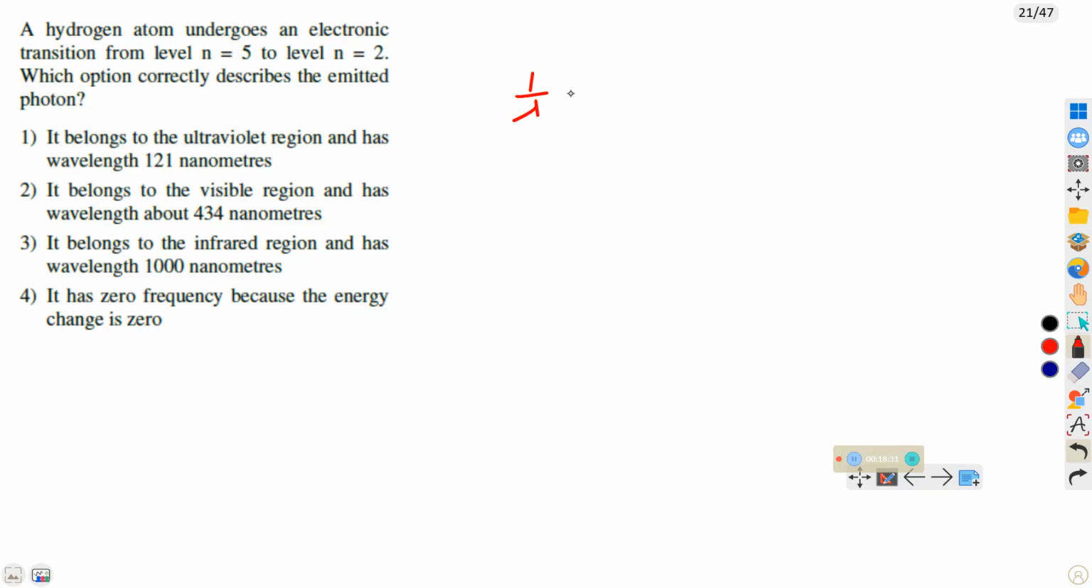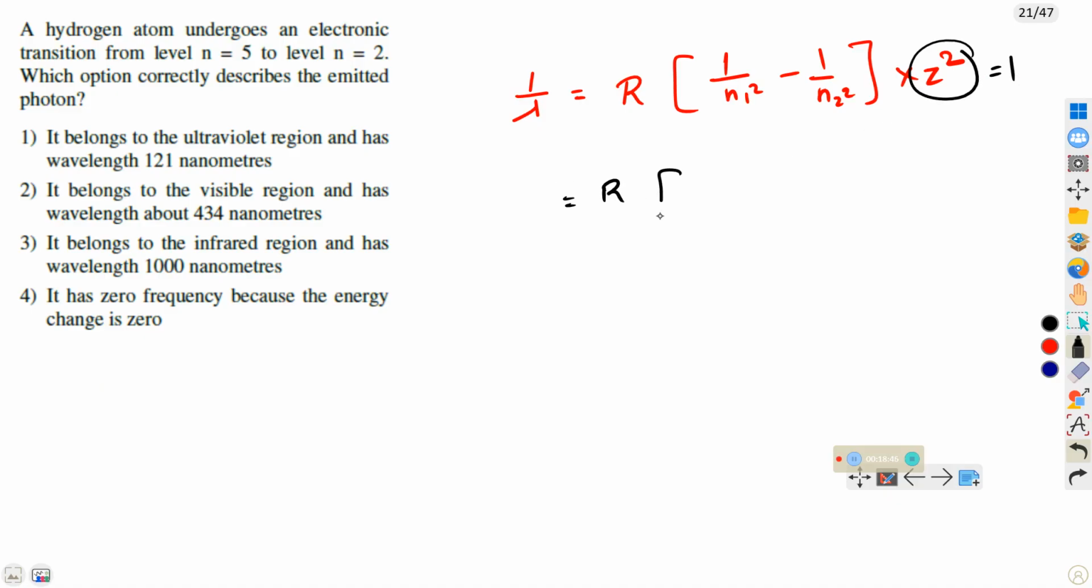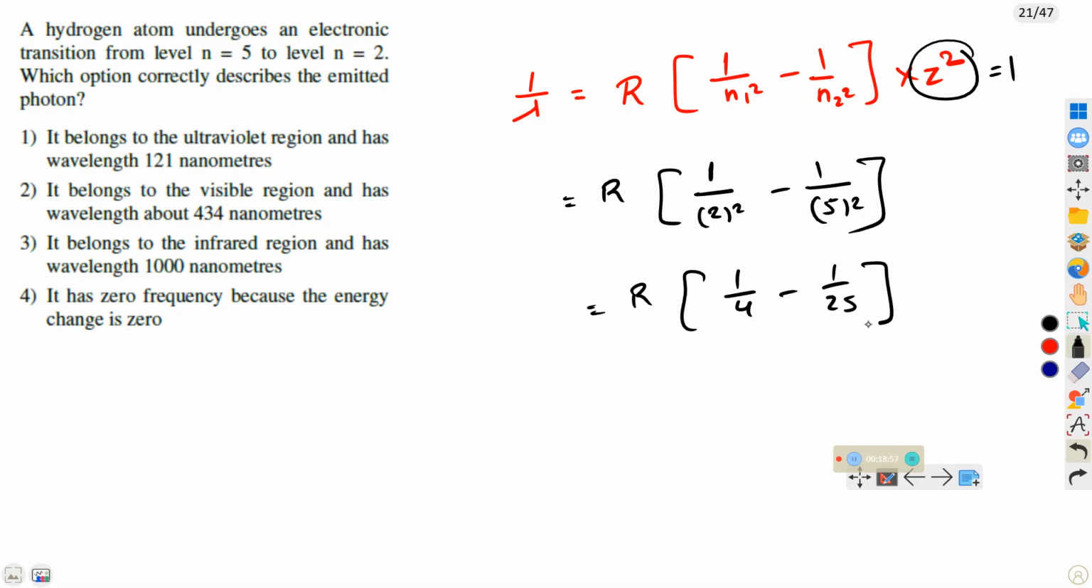Wavelength. According to Rydberg's equation, 1 by lambda is equal to R into (1 by n1 square minus 1 by n2 square) into Z square. This is a hydrogen atom, so Z equals 1. Now substitute n1 value is 2: 1 by 2 whole square minus 1 by 5 whole square. Simplify: R into (1 by 4 minus 1 by 25), which is R into 21 by 100.